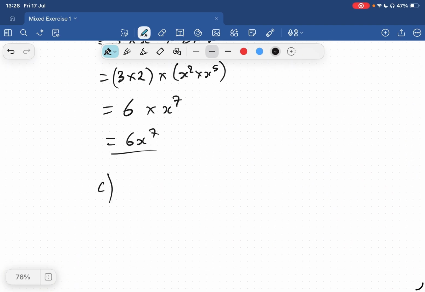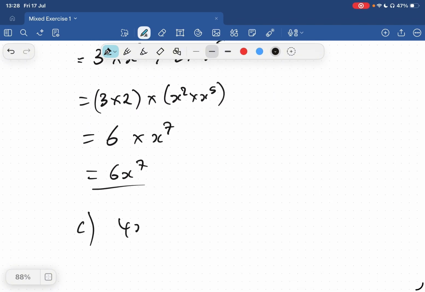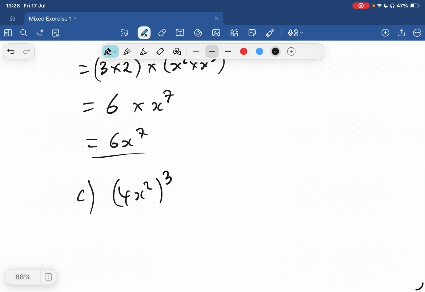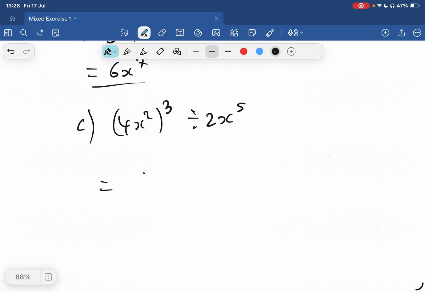Part C now is 4x squared, cubed, divided by 2x to the 5. I always like to write divisions as fractions, so we write it as a fraction there.